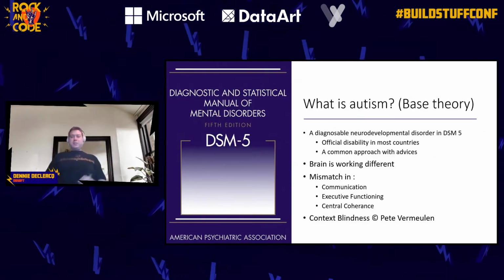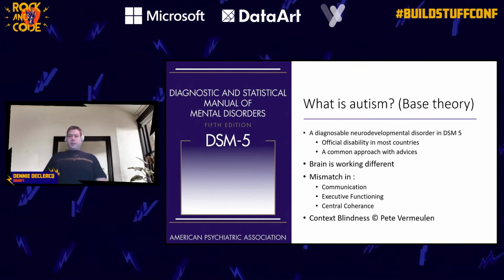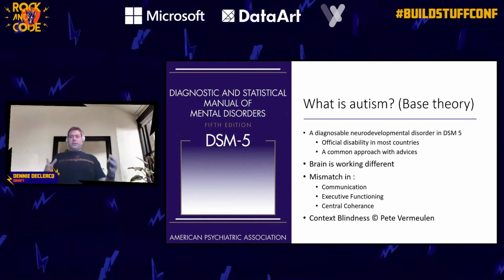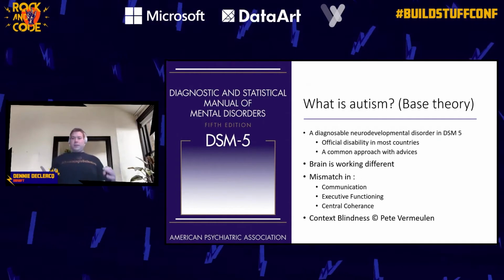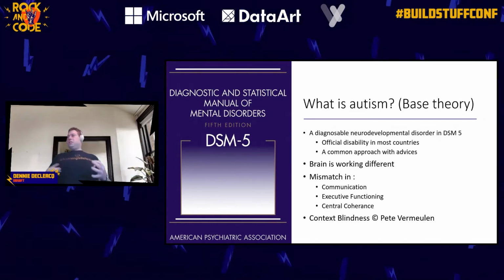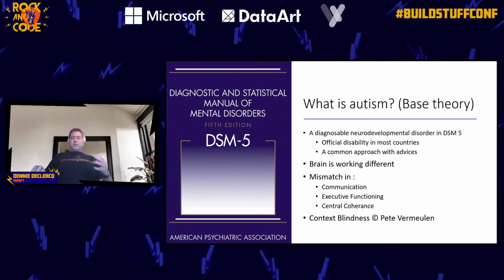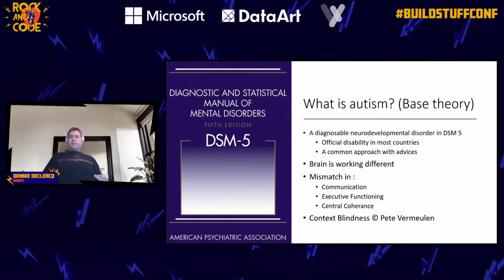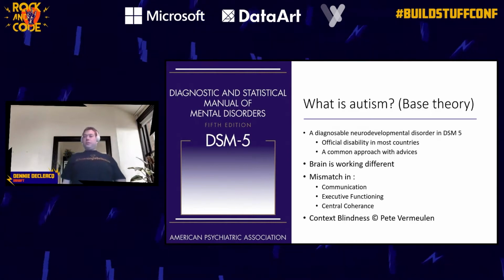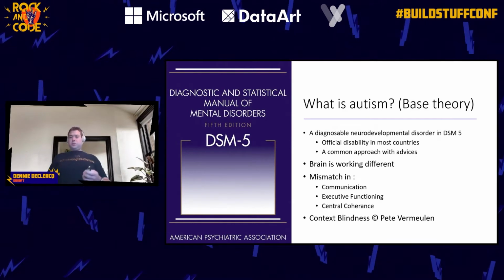Autism is diagnosable as a neurodevelopmental disorder in the DSM-5. And the DSM is an abbreviation of the Diagnostic and Statistical Manual of Mental Disorders. Autism is also, in most countries, an official disability. What do I mean by an official disability? If you get a diagnosis, you can get benefits, for example a replacement of your loan to live, or some reductions on your bills to pay.